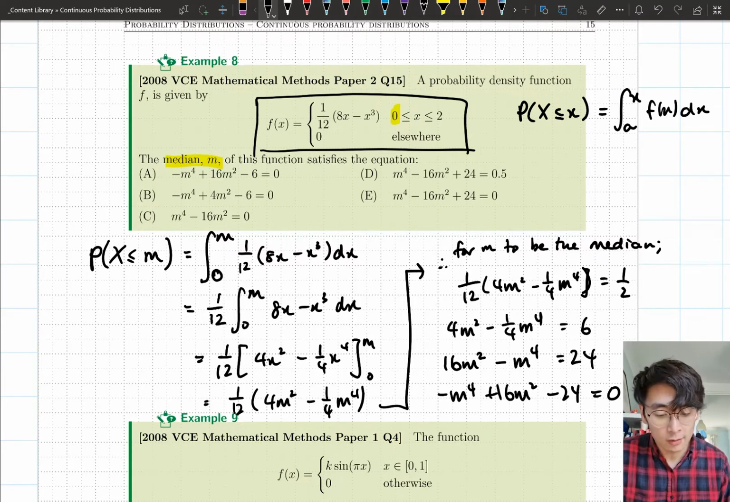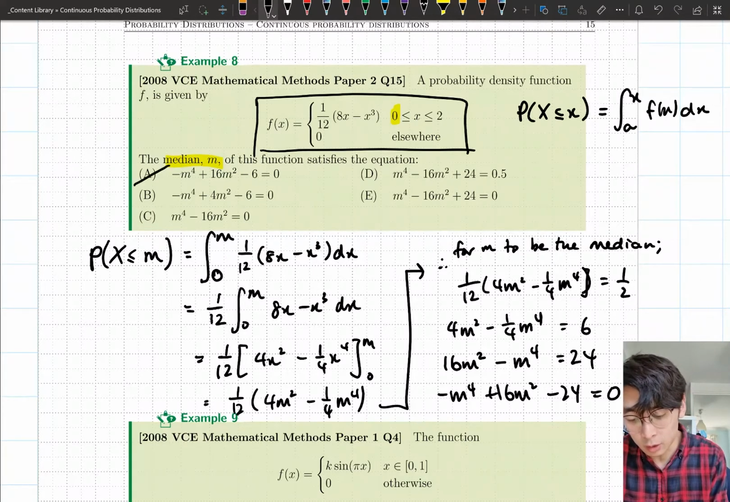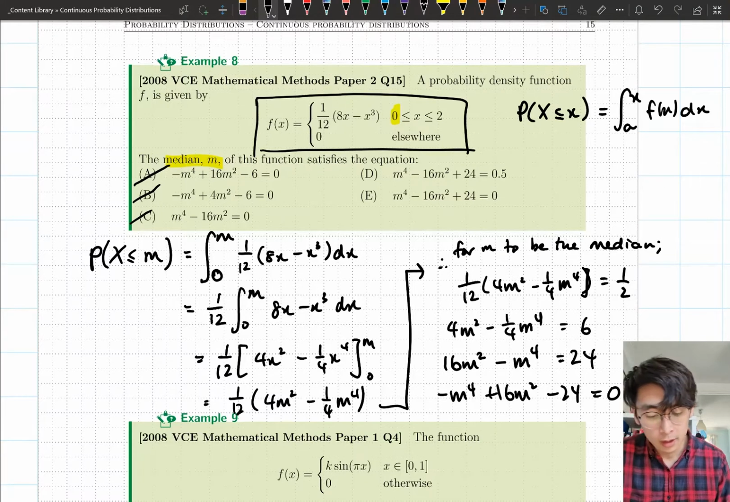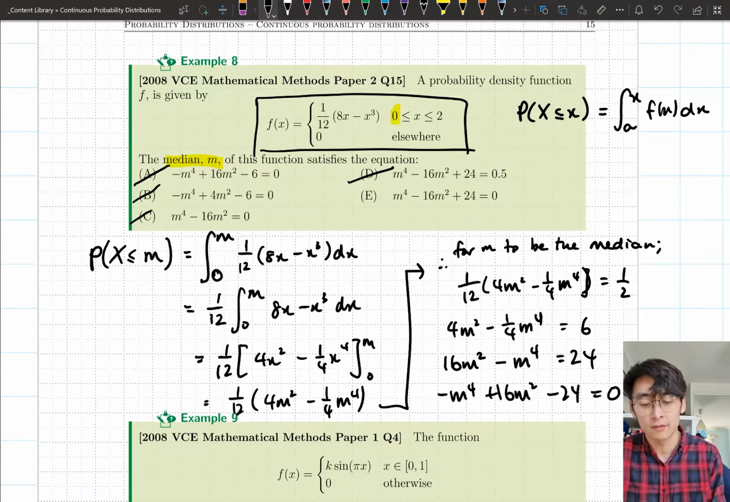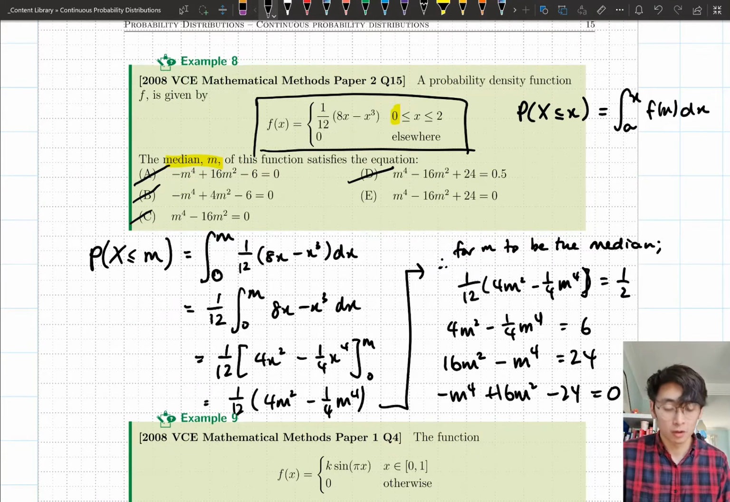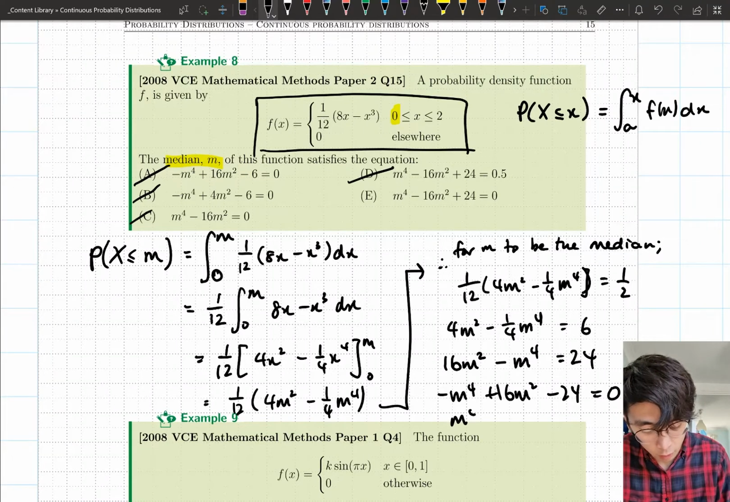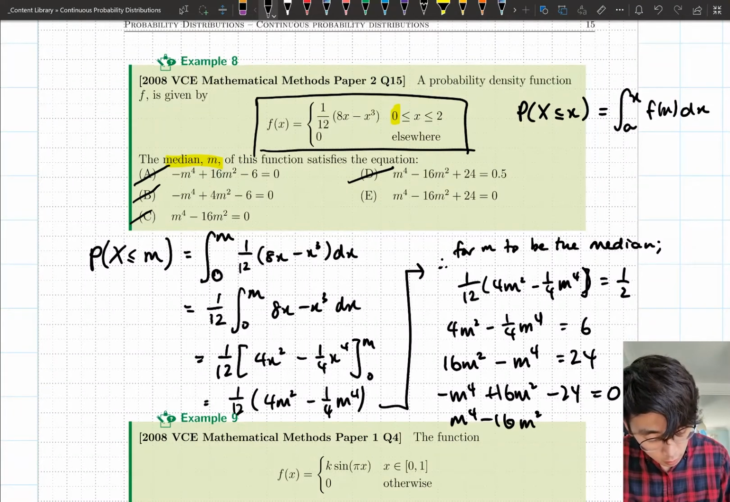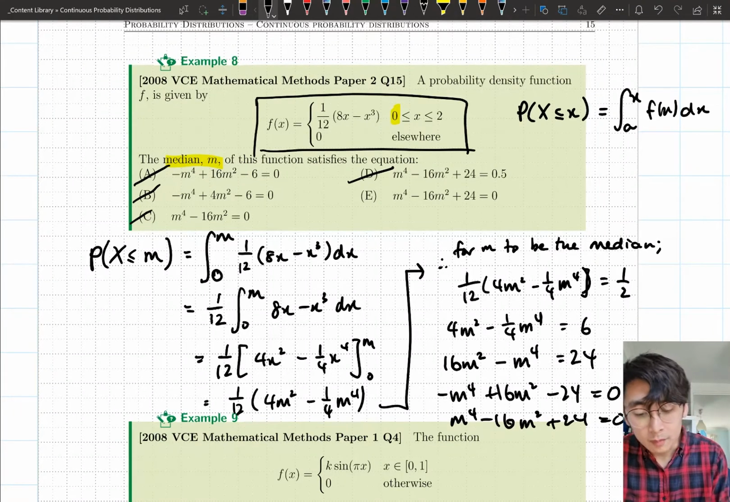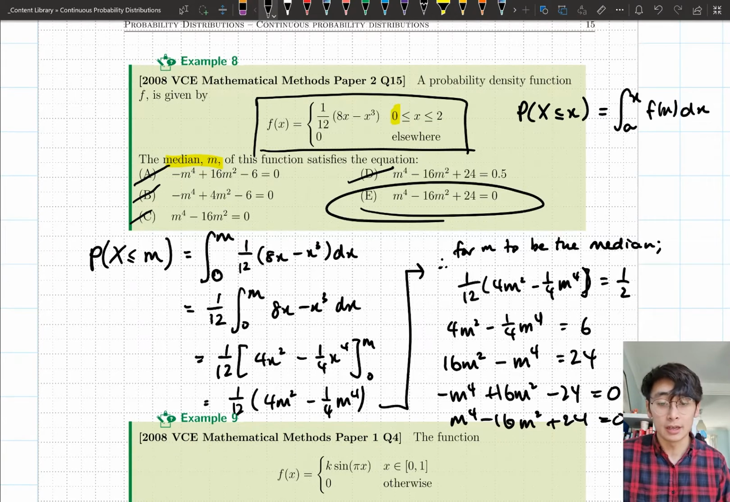So let's have a look if any of my answers are this. Well, it's not this one, it's not this one, it's not this one. So it's one of these two. Well, it's not equal to 0.5, so it's not going to be this one. It has to be this one here. And if you have a look, that's just the positive version of that. I can just multiply this whole thing by negative 1. And here, my final answer is E.